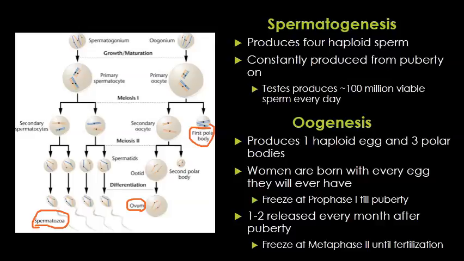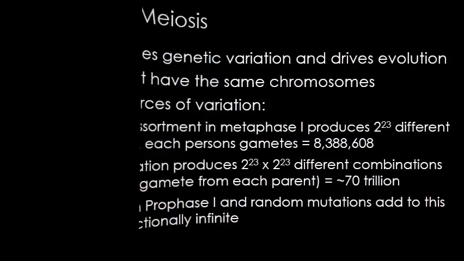So spermatogenesis produces 4 haploid sperm, but oogenesis only produces 1. Now, oogenesis is a much more complicated process, and it occurs prior to birth. So every egg that a woman will ever have has been created prior to them being born, but they're frozen in prophase 1, waiting for puberty, and then once fertilized, they will eventually continue along the process of meiosis.